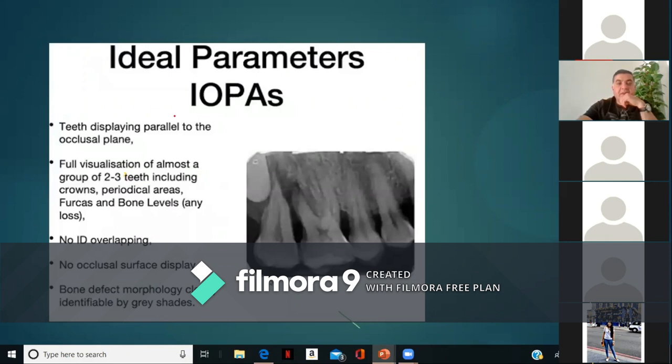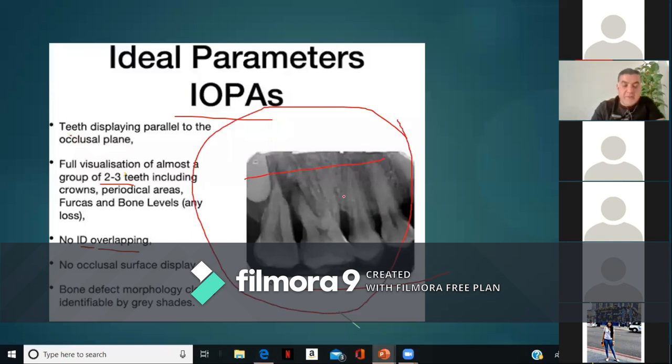Ideal parameters for the periapicals. Teeth displaying parallel to the occlusal plane, like this. Okay, acceptable. Full visualization of almost a group of 2 to 3 teeth. Acceptable here. No inferior dental nerve overlapping or anything. Bone defect morphology clearly identified by a gray shade should be clear and nice and show all the teeth. That's why it will be useful.